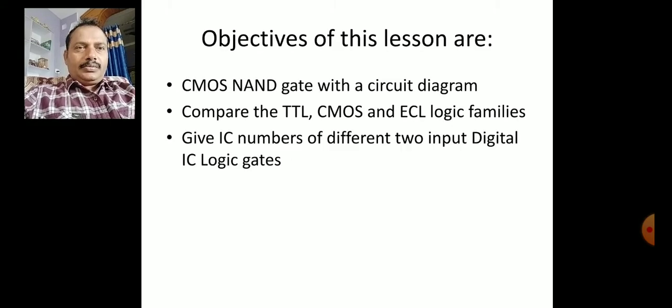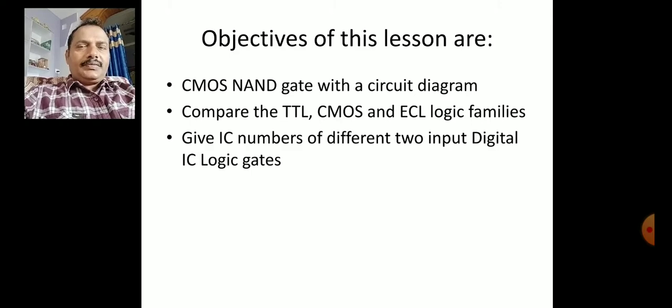Now, the objective of this lesson is the CMOS NAND gate with a circuit diagram, comparing the TTL, CMOS, ECL logic families, and IC numbers of different digital ICs we are going to study. The difference between the CMOS and TTL NAND gate we have to discuss.